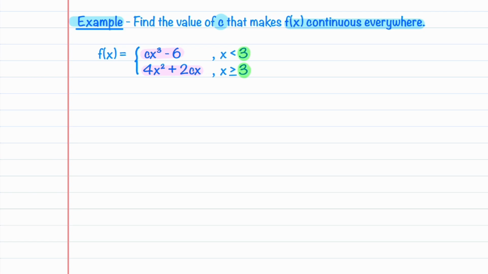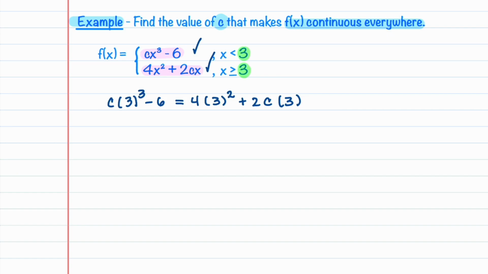Now, I think what we can do is find a value of c where it is not discontinuous. In order to do that, what we're going to have to do is set the first piece of the function equal to the second piece of the function and plug in x is equal to 3. Let's go ahead and do that. We have c times 3 cubed minus 6 is equal to 4 times 3 squared plus 2c times 3.